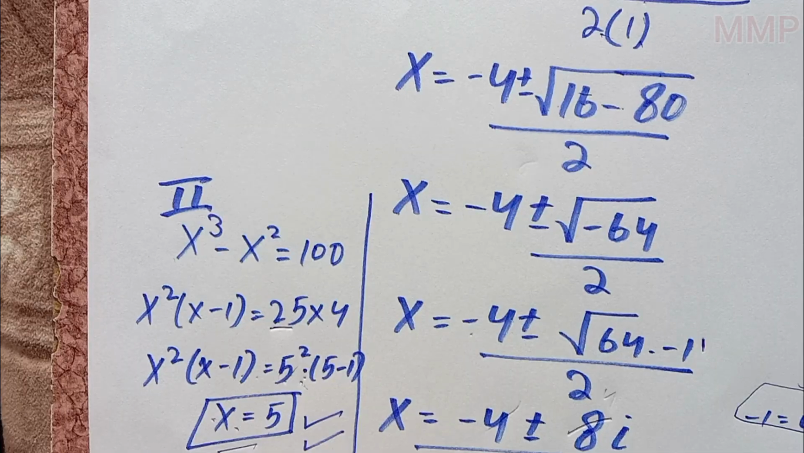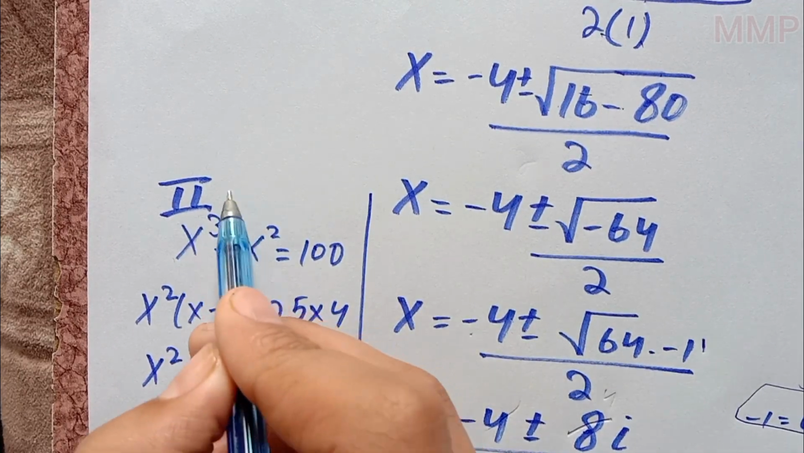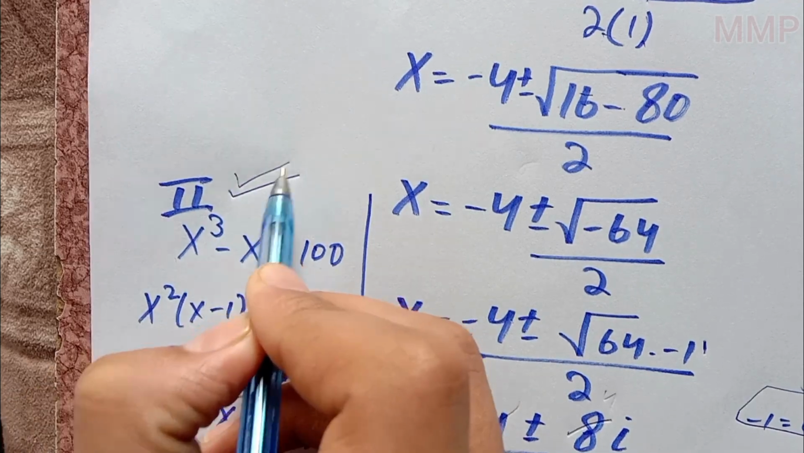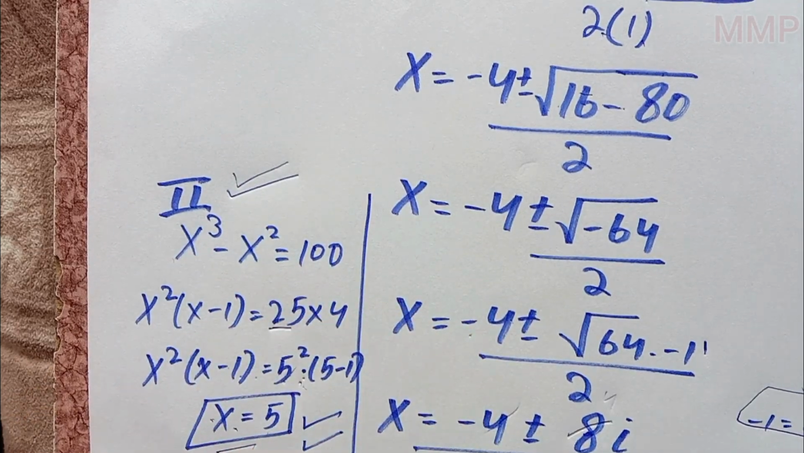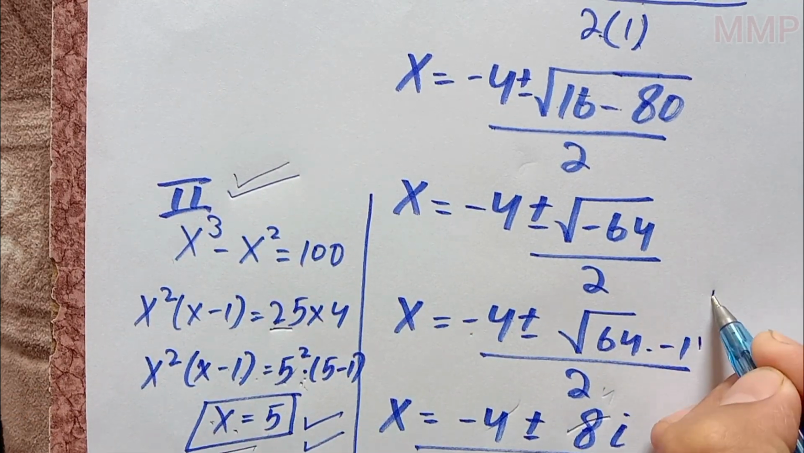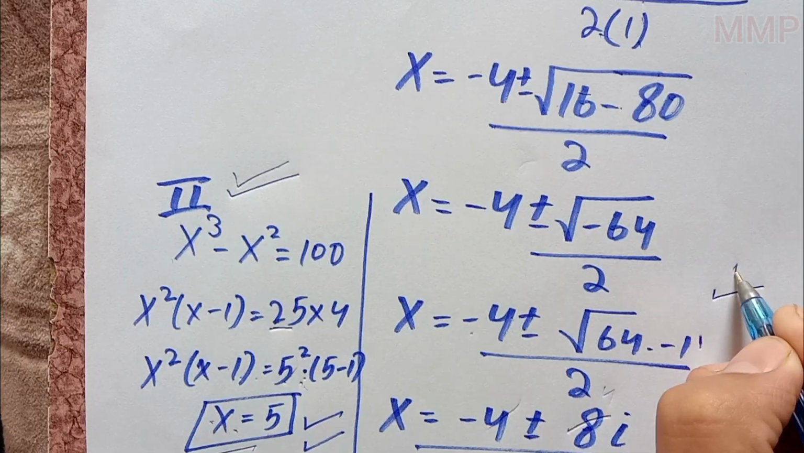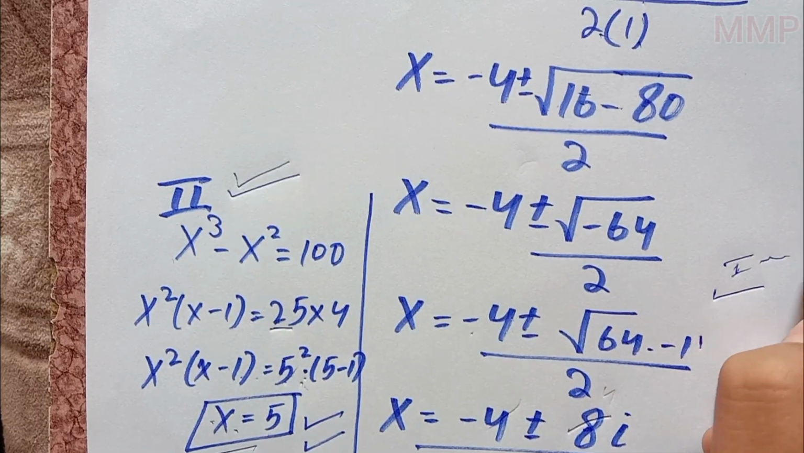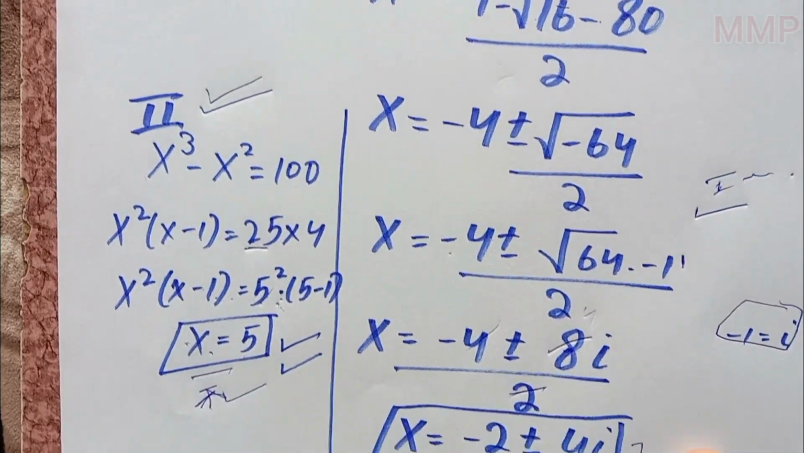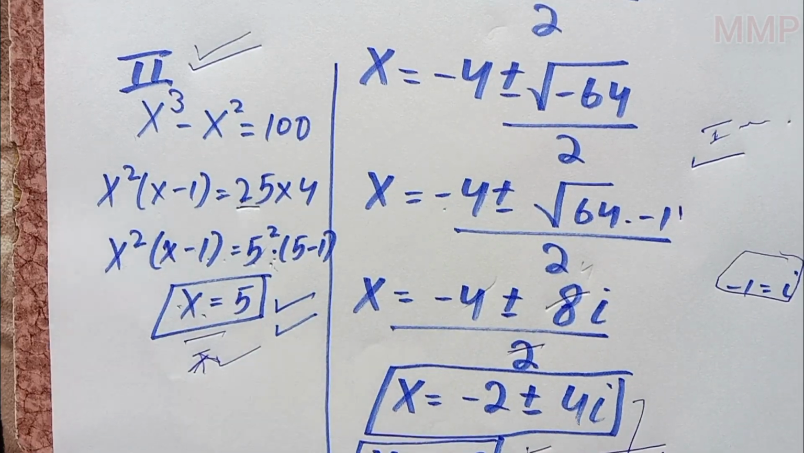Now our answer is the same by two different methods. This is method number 2 to solve this nice Olympiad math problem, and this is method number 1. This is an important Olympiad method to solve this question. Our answer is x is equal to 5.